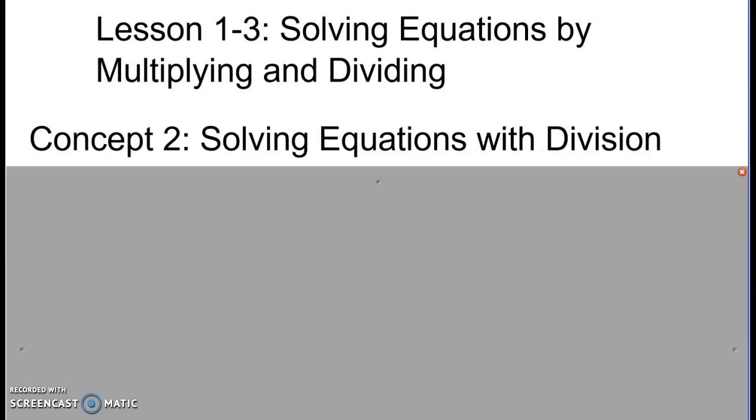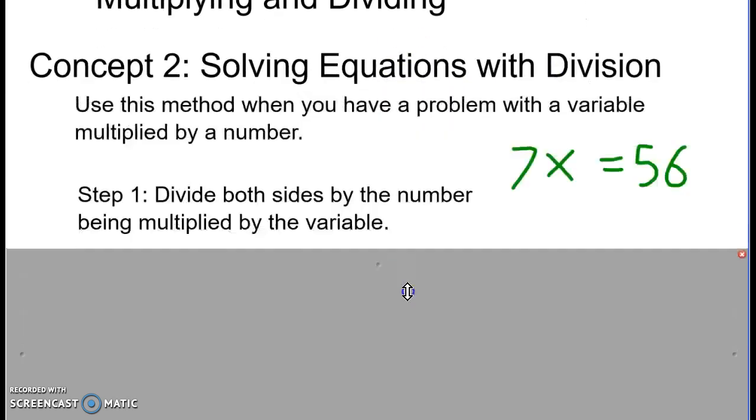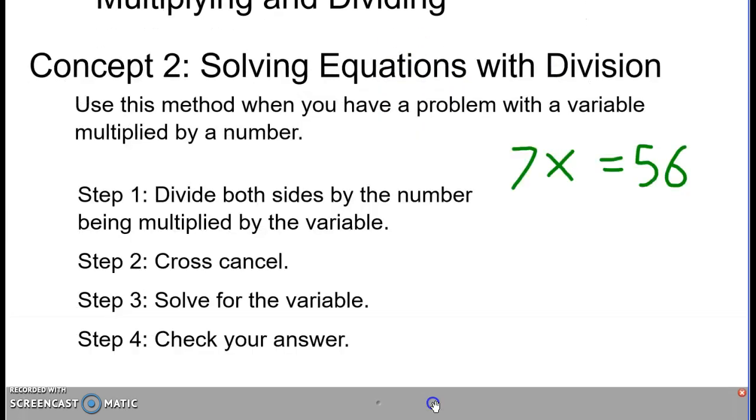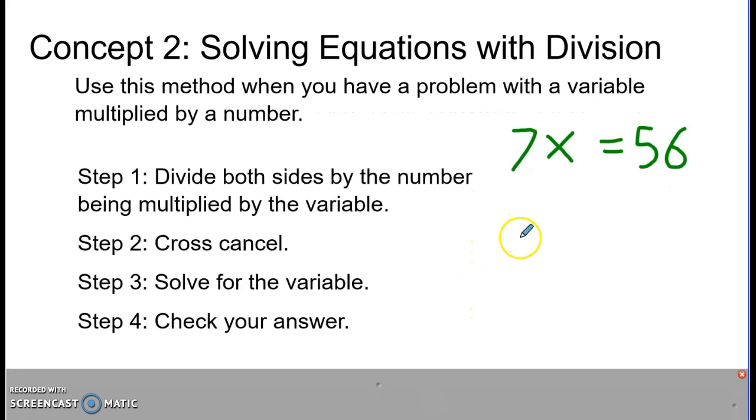All right, lesson 1-3, concept 2, solving equations with division. Now this concept is very similar to our last concept. We're just going to be using division instead of multiplication. So if you have an equation where you have a variable with a constant that you're multiplying it by, the easiest way to get rid of it so you can isolate your variable is to divide.